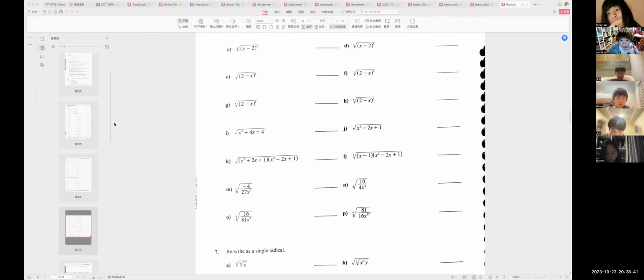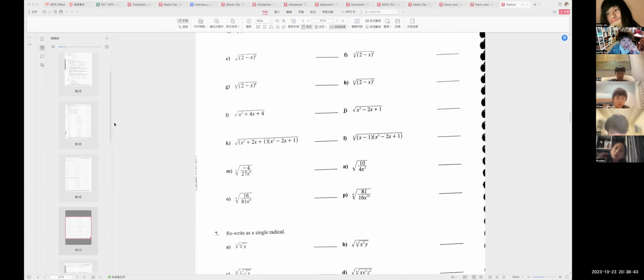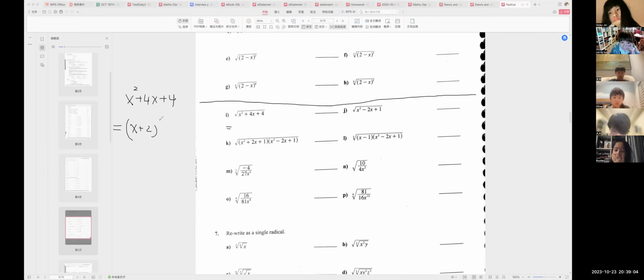We are not going to look at this one, but I'm going to go through number I, number J, number K, okay? These questions are a little bit harder for you because I'm not sure all of you understand factoring yet. I love factoring. So let's take a look at this one. x squared plus 4x plus 4 equals x plus 2 squared.